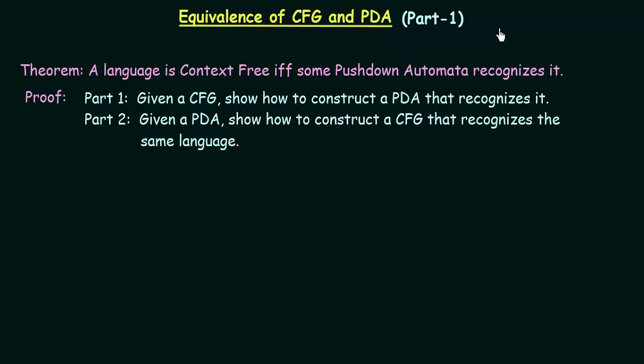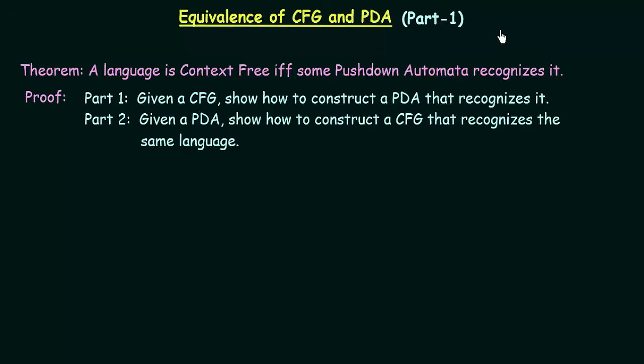In the last few lectures, we have been studying push-down automata, and we have also seen in detail how push-down automata actually work with the help of examples. Now, in this lecture, we will be studying the equivalence of context-free grammar and push-down automata.